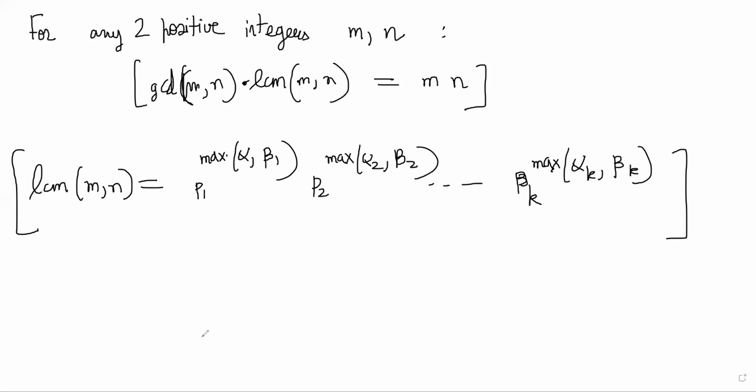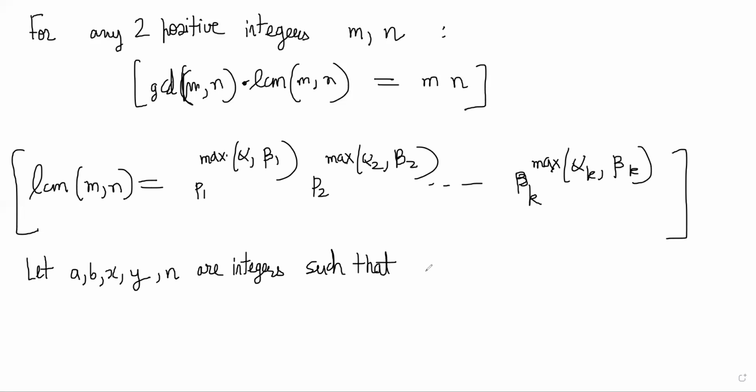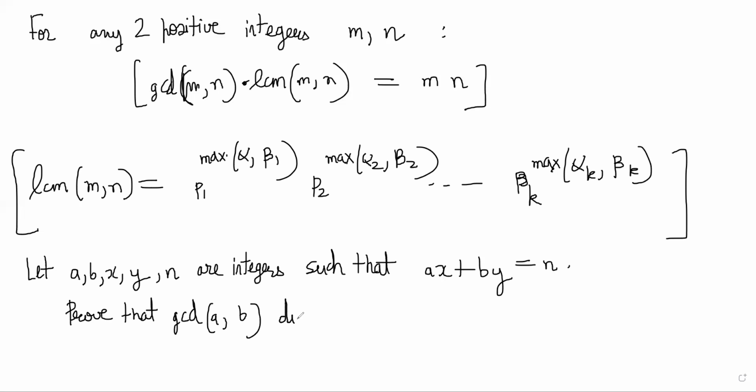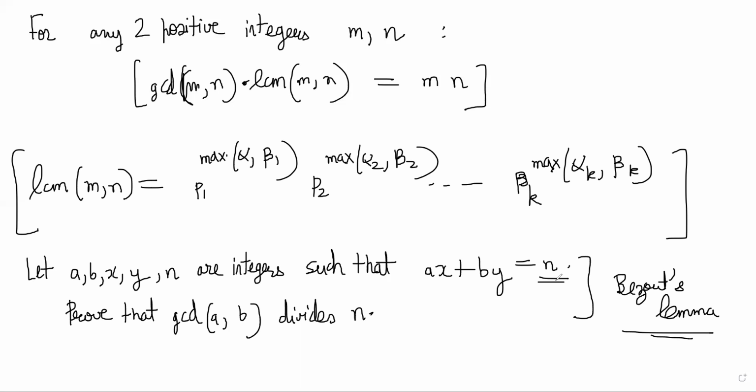Now, I'll just restate one standard result that we have already seen. Let A, B, X, Y, N be integers such that AX plus BY is equal to N, right? Then we can always prove that GCD of A and B divides N. GCD of A and B divides N, right? So this is basically the statement of Bezout's lemma. It says that this equation has a solution in integers only if N has a factor which is the GCD of A and B, right?